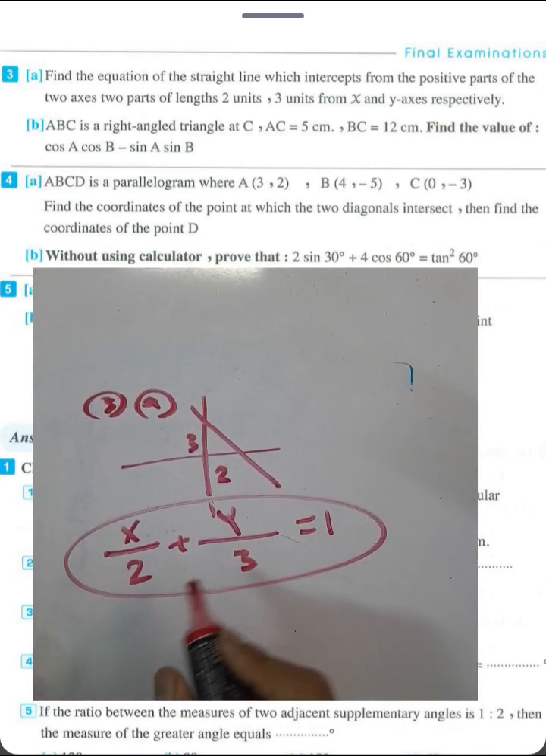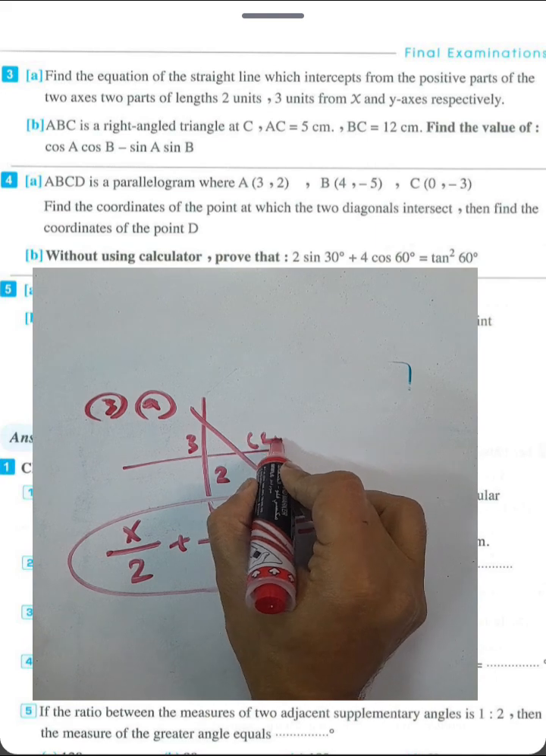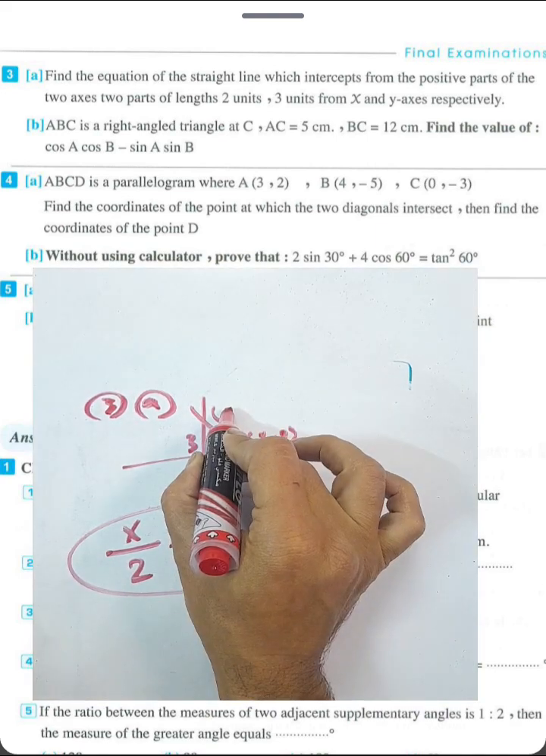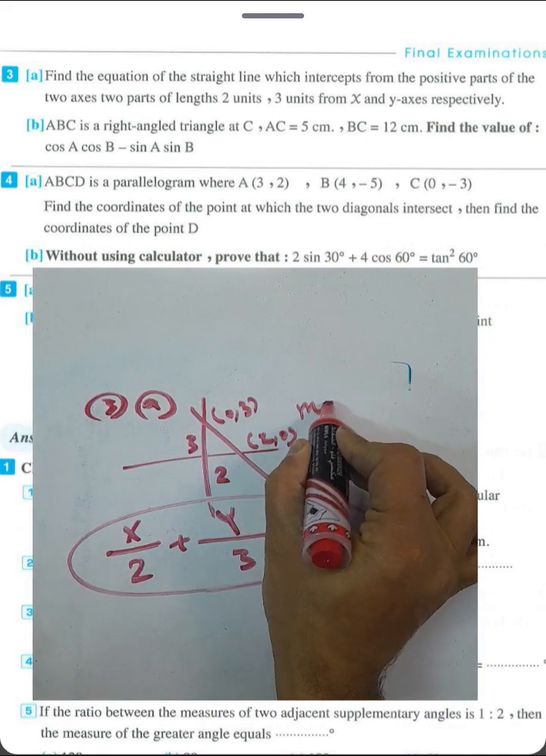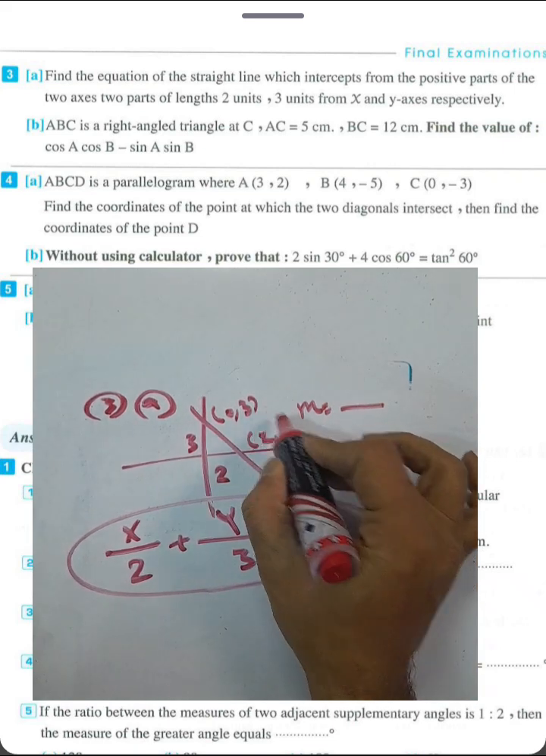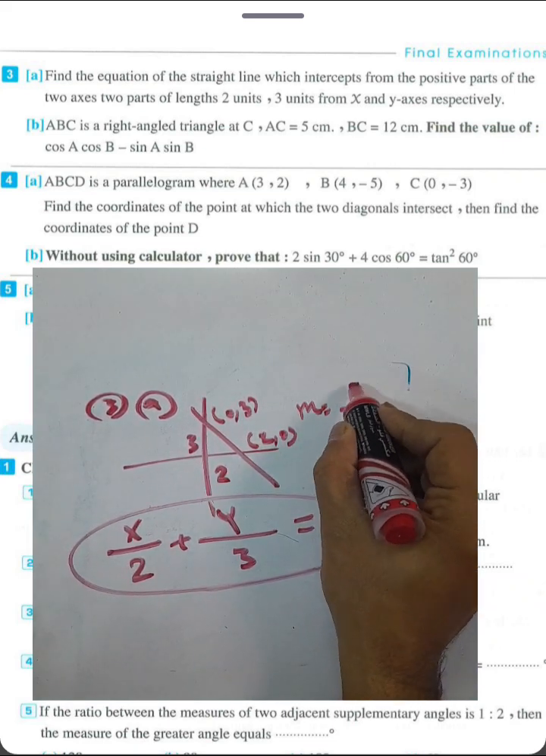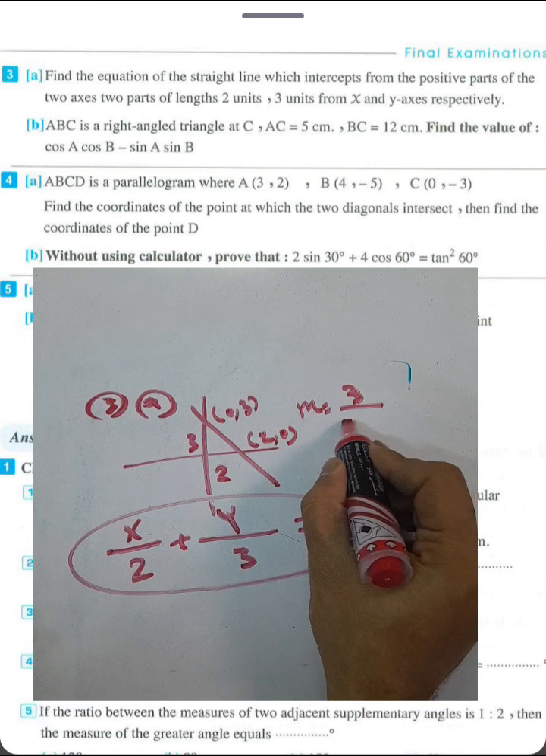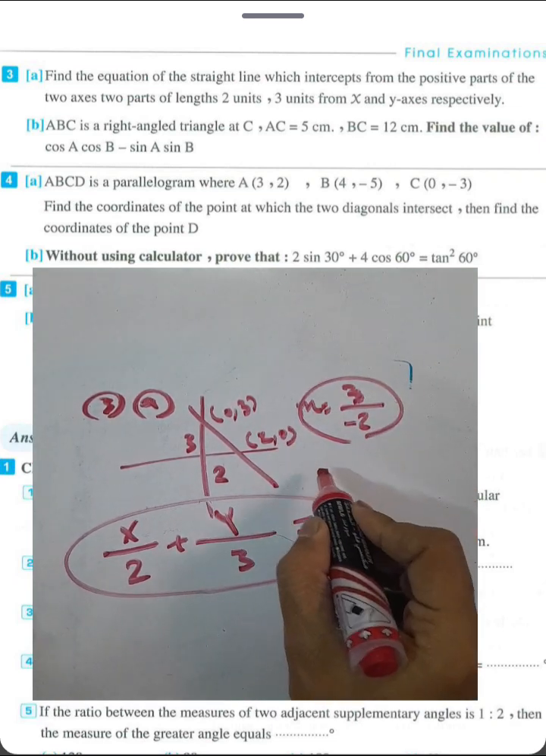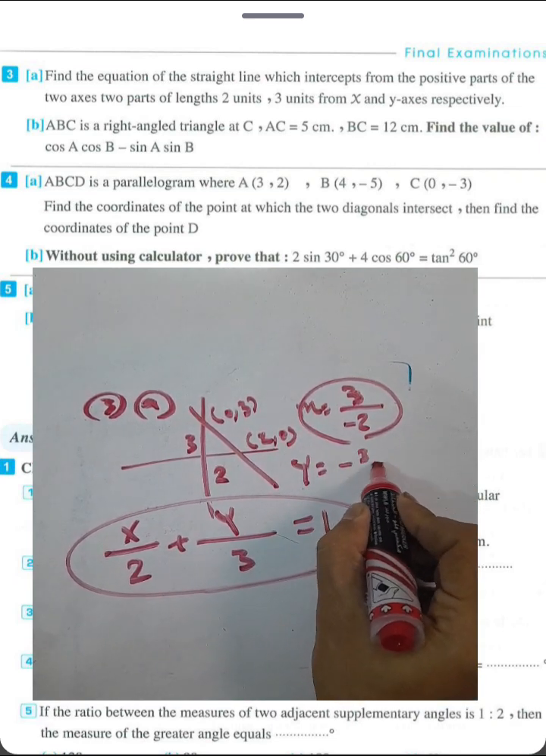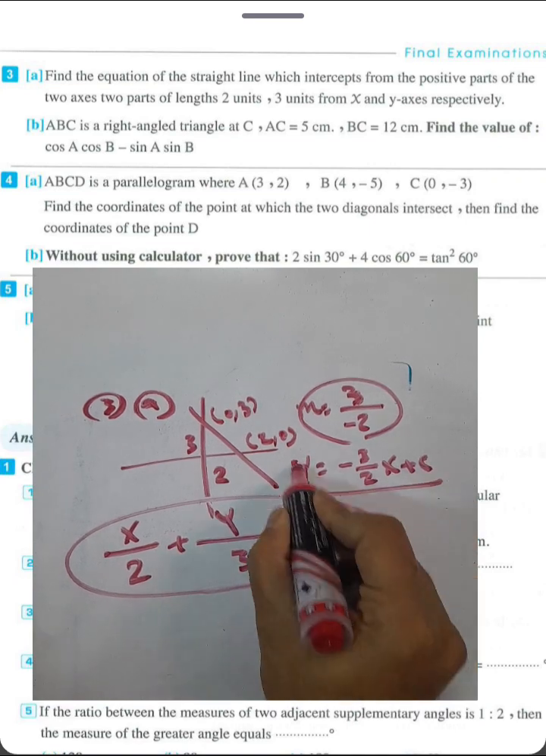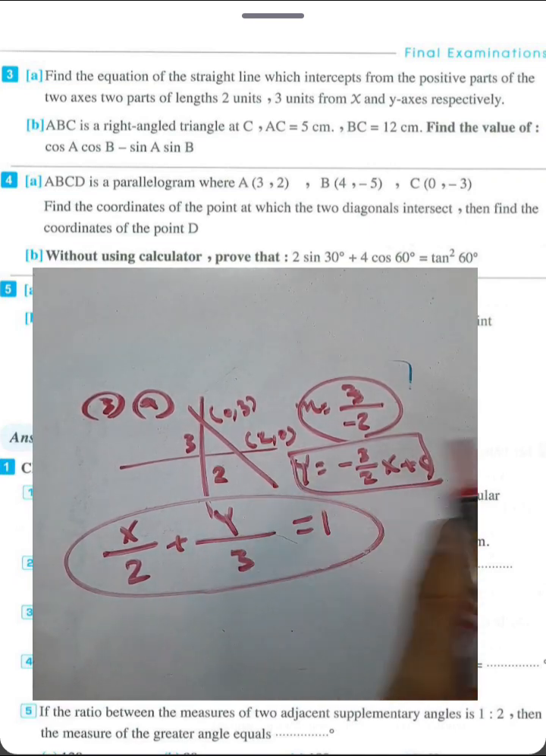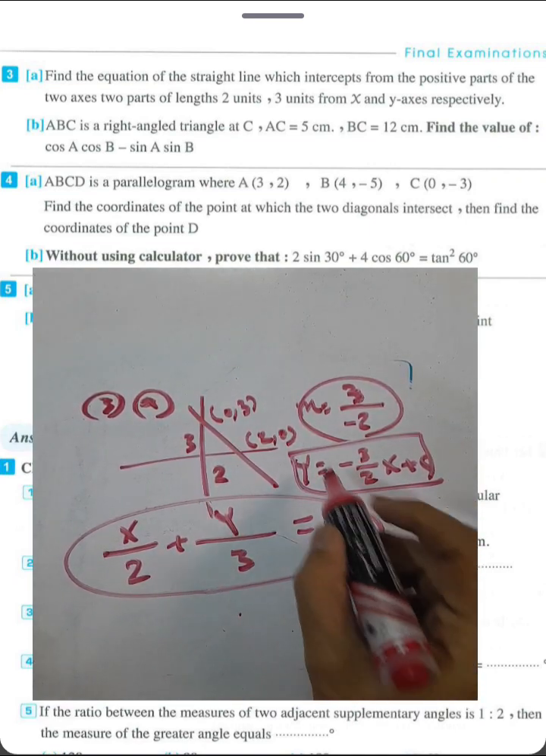Or you can use the points here, 2 and 0, and 0 and 3. You can find the slope equals 3 minus 0 over 0 minus 2, so the slope is negative 3 over 2. Then the equation is y equals negative 3 over 2x plus a constant. And then you can put in any point, as another solution.